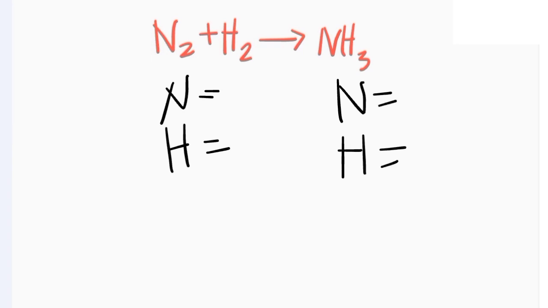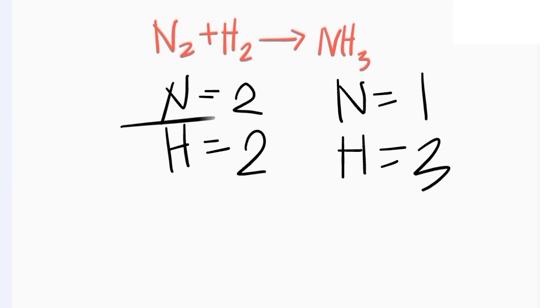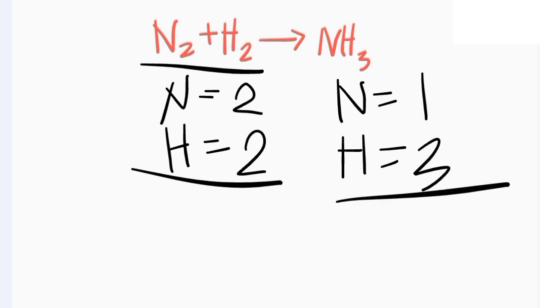The next thing that we should do is to count ilang nitrogen atoms ang andito sa reactant side. We have 2. Ilang hydrogen atoms? We have 2. Dito naman sa kabila, how many nitrogen atoms do we have? We have 1. Ilang hydrogen atom naman ang meron tayo? We have 3. Ngayon, as you can see, yung nitrogen atom dito sa reactant side ay hindi equal sa nitrogen atom nitong product side. Dito may dalawang nitrogen, dito may isang nitrogen. And it also applies to the hydrogen atoms. Hindi rin sila equal sa reactant and product side.